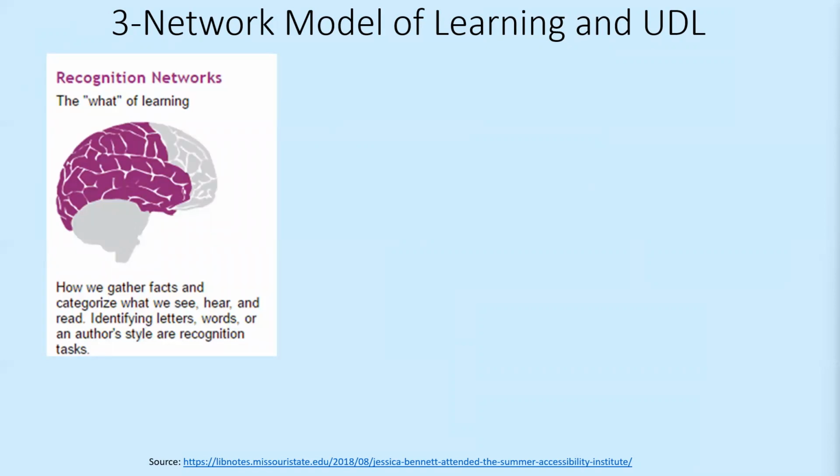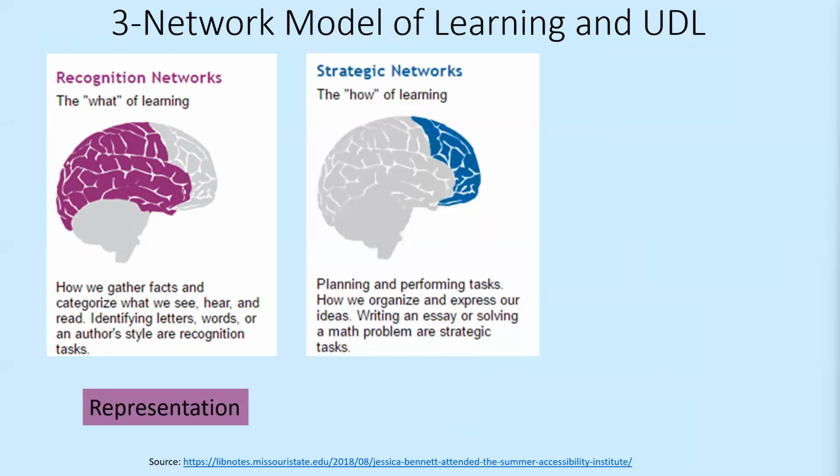Recognition networks enable us to identify and understand information, ideas, and concepts. It can be thought of as the what of learning, and in the UDL framework, we use the term representation when talking about recognition networks. Strategic networks enable us to plan, execute, and monitor our actions. It can be thought of as the how of learning, and in the UDL framework, we use the terms action and expression when talking about strategic networks.